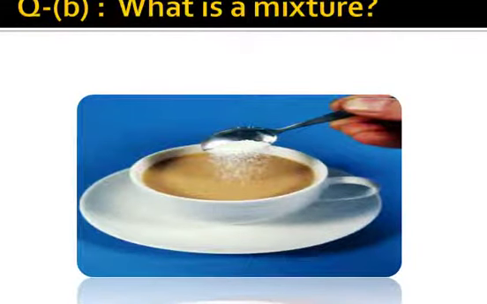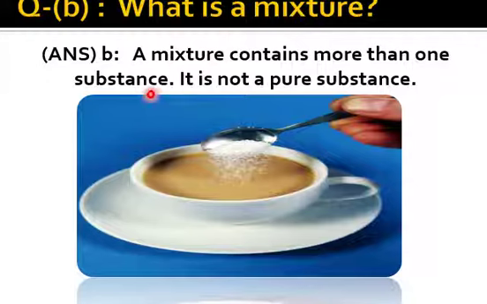My dear students, the next question on page 49 of your unit number 5 is B part. Here is a question for you. What is a mixture? Yes, my dear students, think of the answer. What is a mixture? Yes, my dear students, you are right. Here is the answer. A mixture contains more than one substance. It is not a pure substance. So this is the answer to the question on page 49.